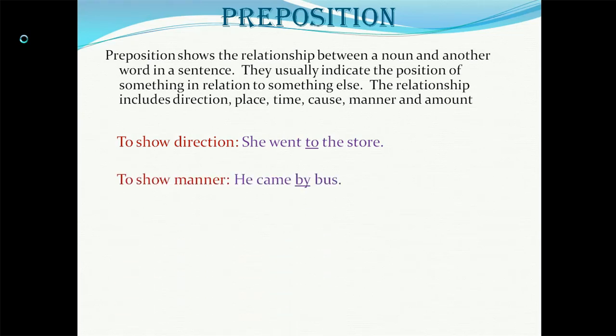Manner means how. How is also used for denoting a preposition. He came by bus. So how did he come? He came by bus. To show time: they will be here at 3 o'clock. So here "at" denotes time.